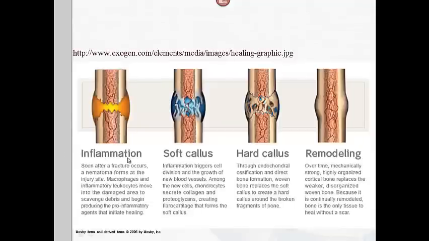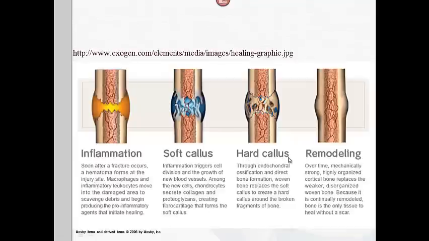Again, there is an inflammatory response soon after the fracture occurs and the hematoma is formed. Macrophages and all the leukocytes and cytokines from the inflammatory cascade move to the area of injury. They activate scavenging of debris and phagocytosis, begin producing pro-inflammatory agents, and initiate healing. Formation of the soft callus: inflammation triggers cell division and growth of new blood vessels among collagen, proteoglycans, and fibrous tissue to form the soft callus.